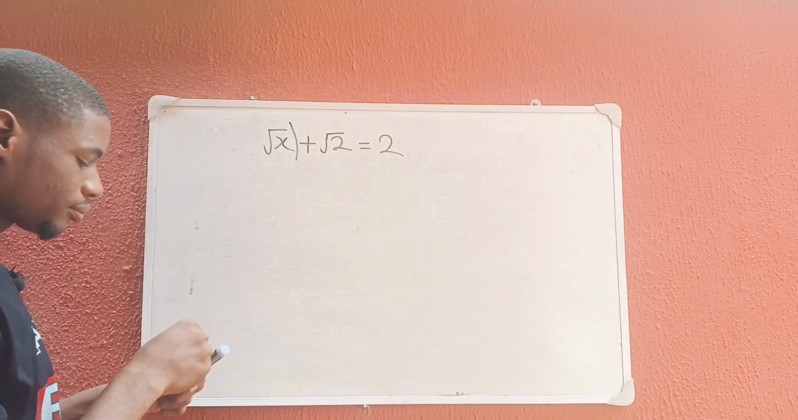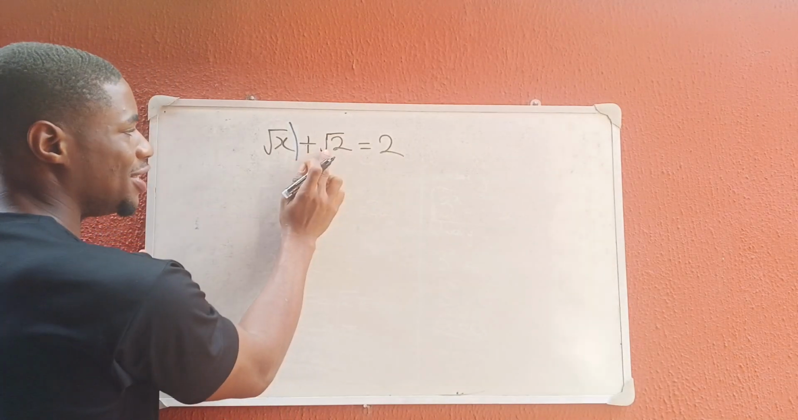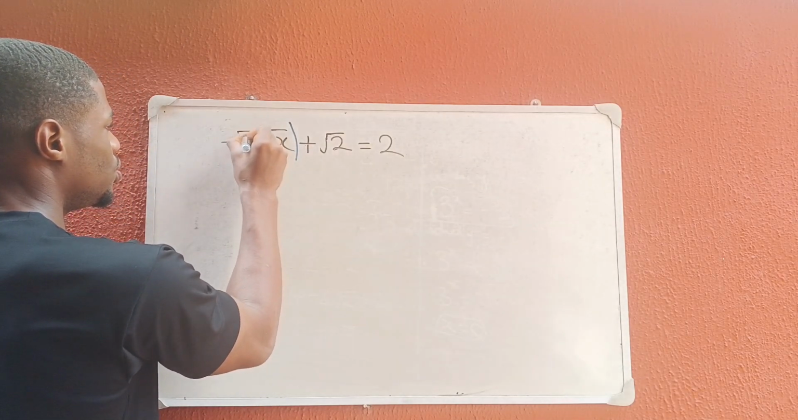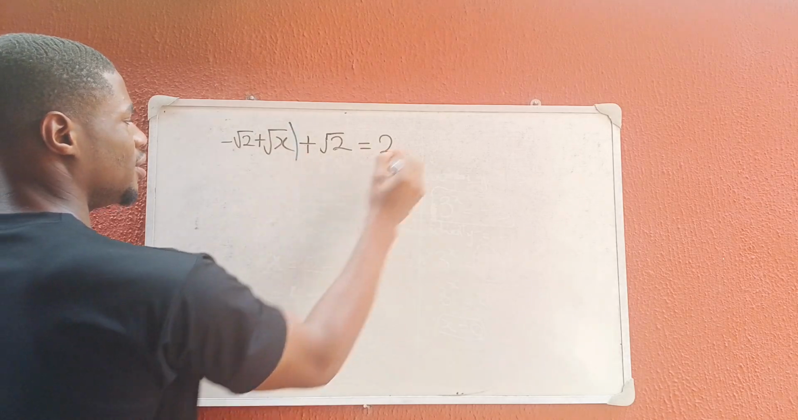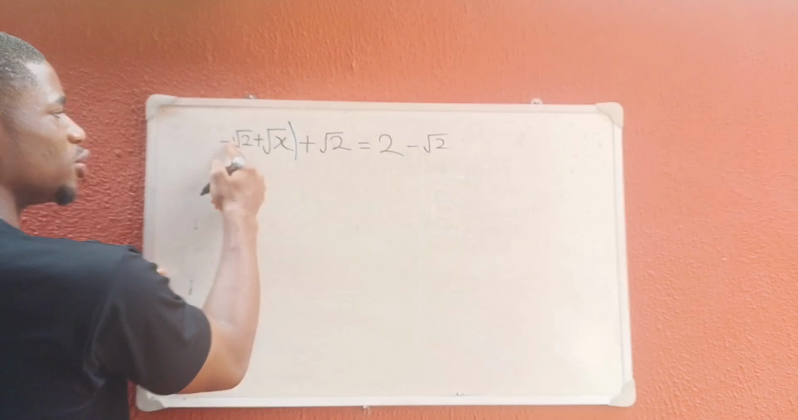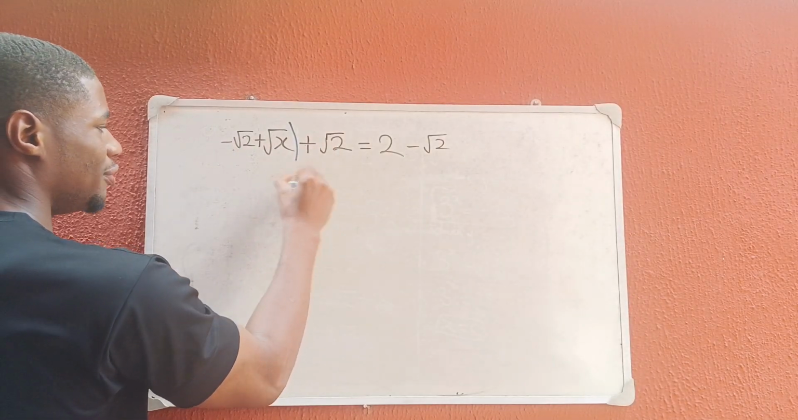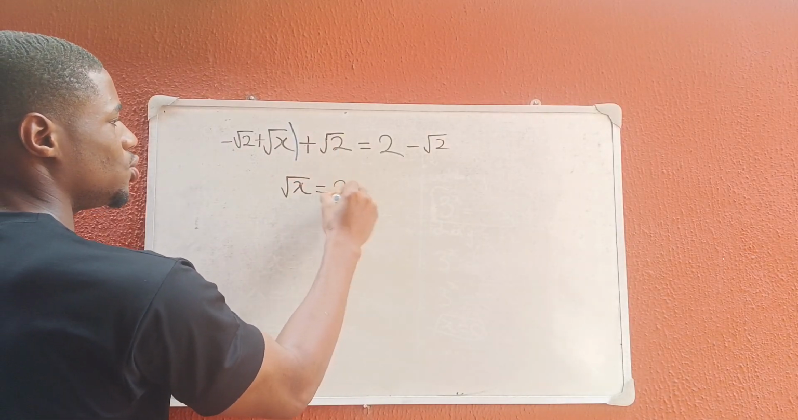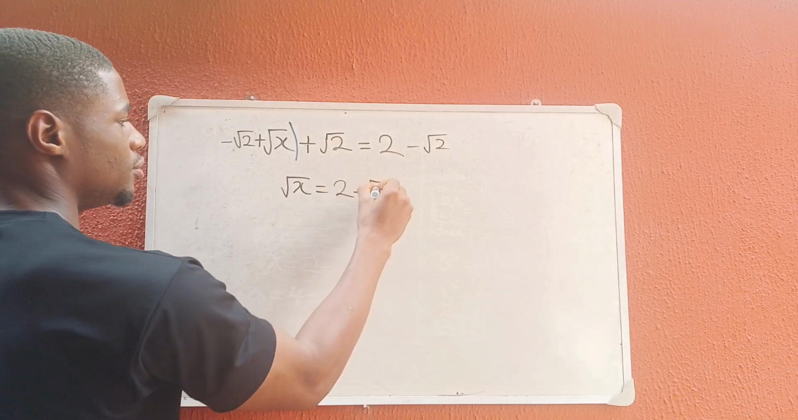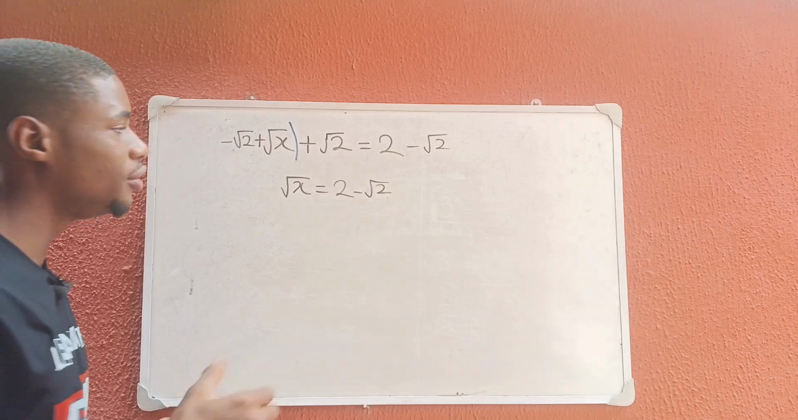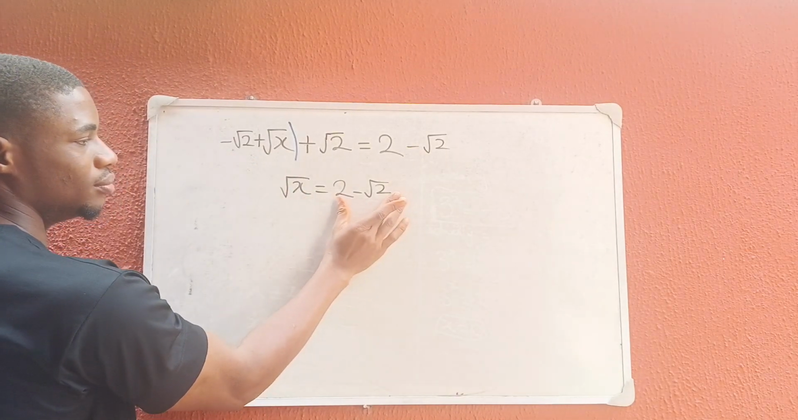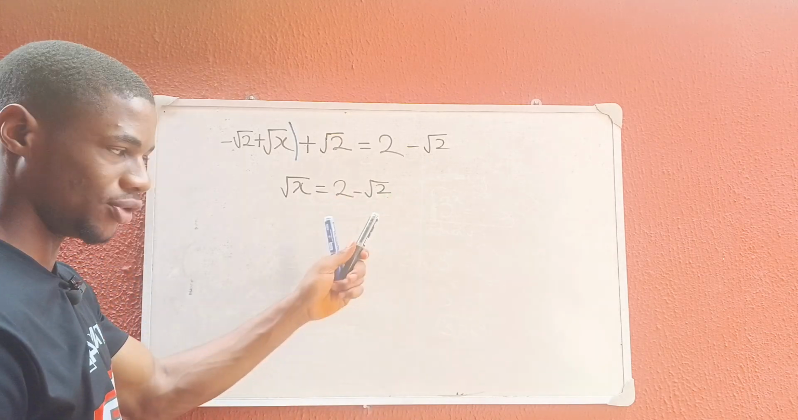Now, doing this will simply be to subtract this from both sides. Now, we can say minus root 2 plus this. Then we have minus root 2 on this side. Minus root 2 will take this, so we are left with root of x to be equal to 2 minus root of 2. Okay, so simply put x on one side and put the known parts on one side.